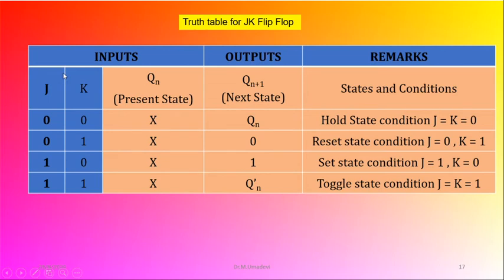Then I told you J is for set and K is for reset. When K is equal to 1, that will be the reset state condition. When J is equal to 1, that will be the set condition. Then J and K both 1 means the toggle condition. See, in the SR flip-flop, when S is equal to R is equal to 1, the condition is invalid, whereas in the JK flip-flop that problem is rectified and the condition is called the toggle state.